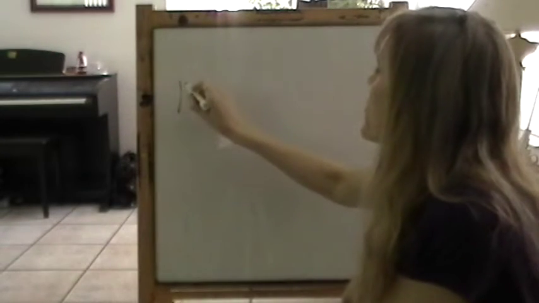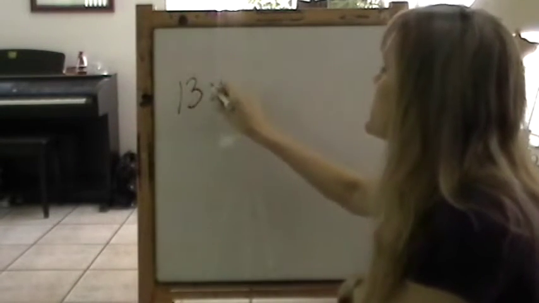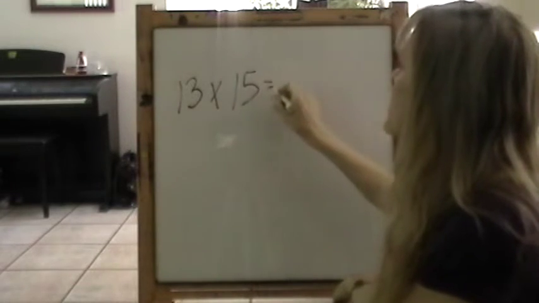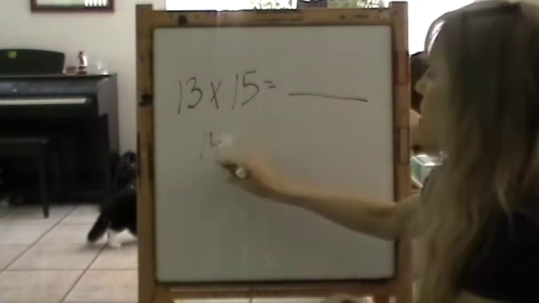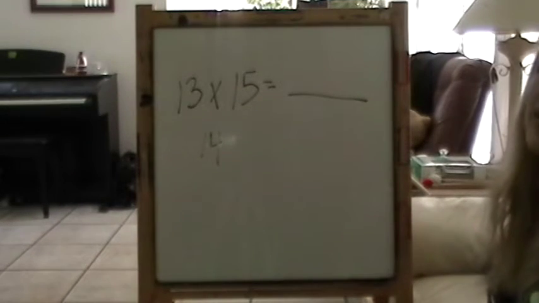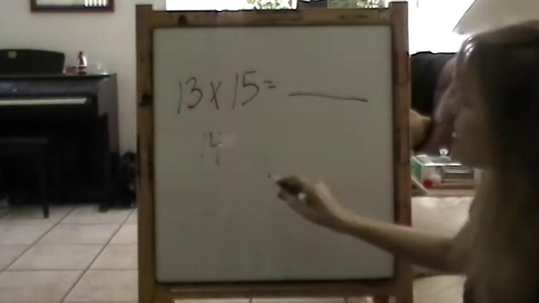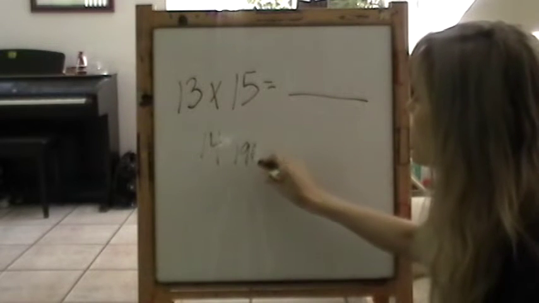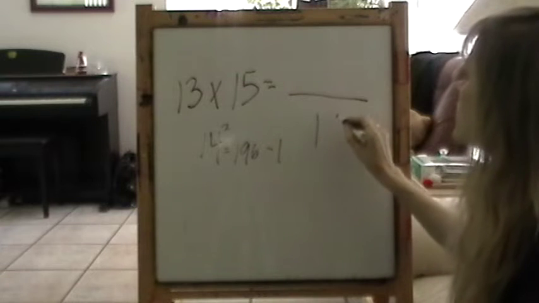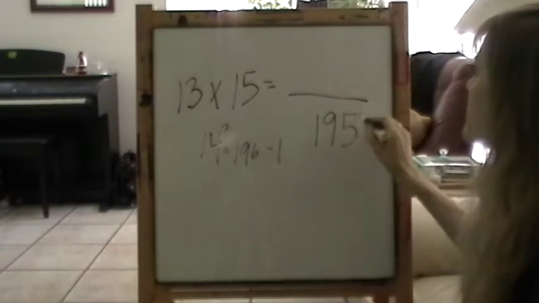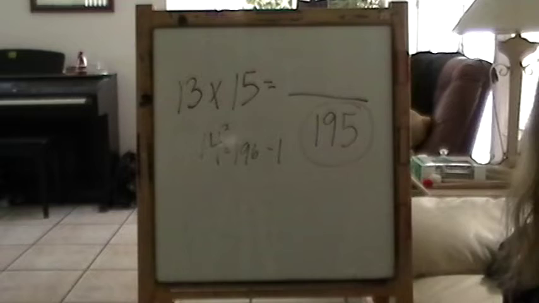Let's try 13 times 15. Again, what number would be between those numbers? 14. Remember, 14 squared is 196, so we're going to take 196 and take away 1. So our final answer is going to be 195. That's our final answer.